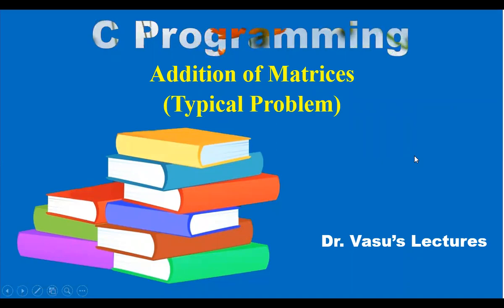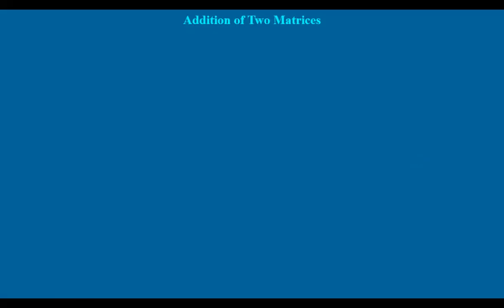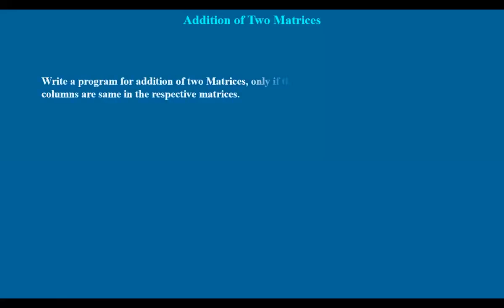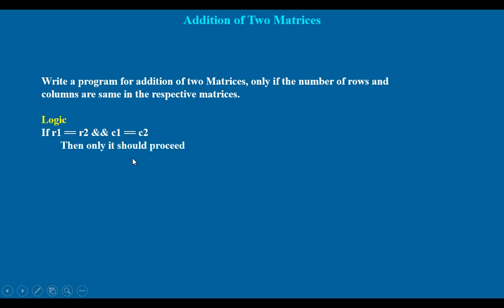Now let's see what this typical problem is. Addition of two matrices. When you want to add two matrices, both the matrices must have the same number of rows and the same number of columns, though the rows and columns within a single matrix need not be the same. So the logic is that the rows in the first matrix and the rows in the second matrix must be the same, and also the columns in the first matrix and the columns in the second matrix must be the same. Then only it should proceed and add the matrices. Else it should indicate some error.